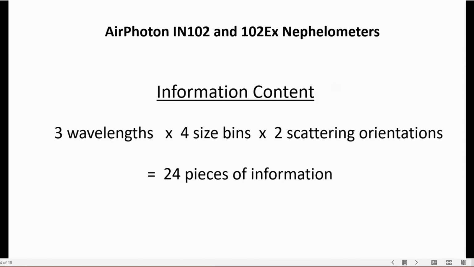So in the case of our nephelometer, or the extended nephelometer, we have 3 wavelengths, 4 size bins, 2 scattering orientations. That's a lot of information, but GRASP is able to handle that and pull out and create the product information that we want to provide to our users.